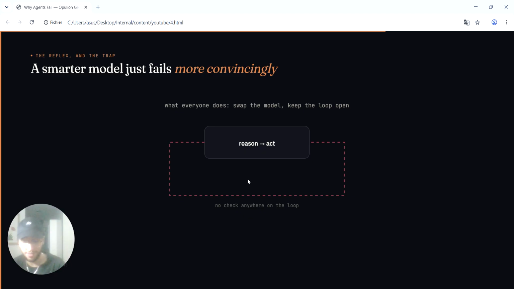And here's the part that actually matters, because "just use a better model" is not just a useless tip, like many technical experts, or at least those who call themselves technical experts, give. It's actually worse than useless. It's actively doing more harm to people than good. Because a smarter model dropped into the same open loop would just reason more convincingly from the same wrong starting point.